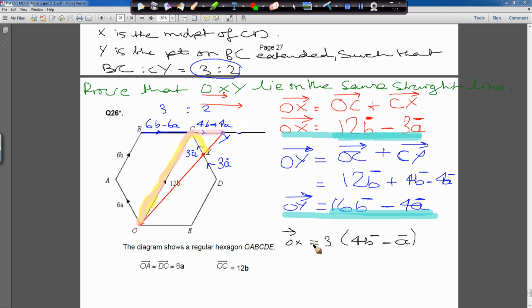Let me do O to Y. Factorize that. We take the factor of 4 out. So put 4 on the outside. We're left with 4b inside minus a.